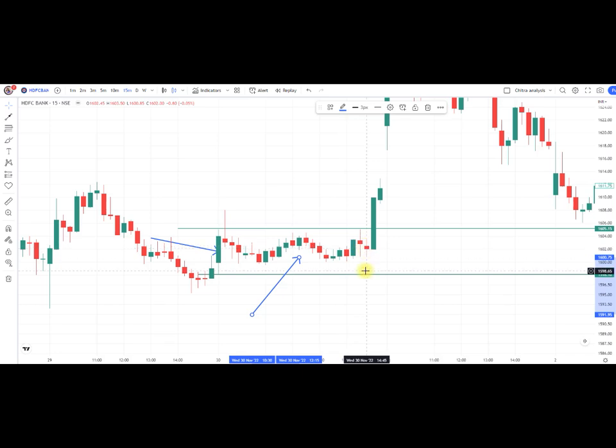So basically this pattern would be a valid and more powerful pattern if we didn't get the wick here. One can enter into the long or short trade if the high or low is taken away. So if we get these types of patterns, we should try to avoid the trade.